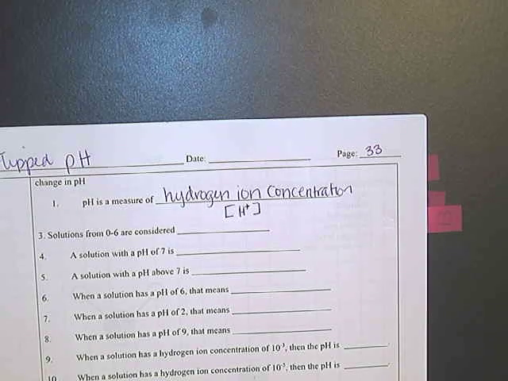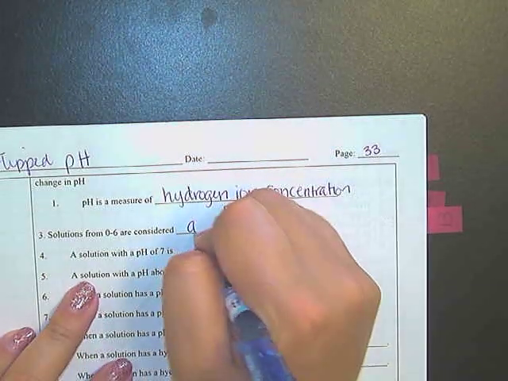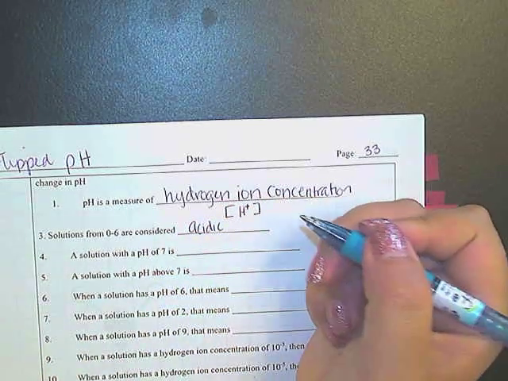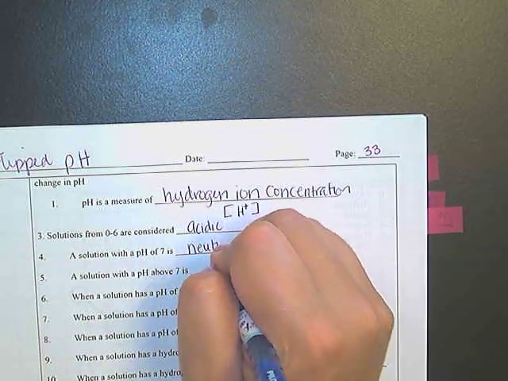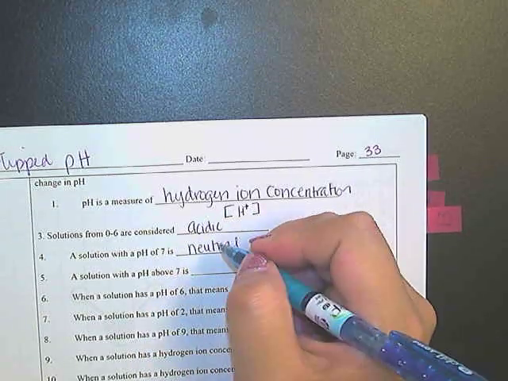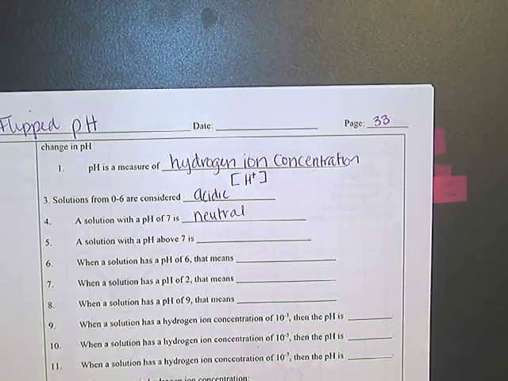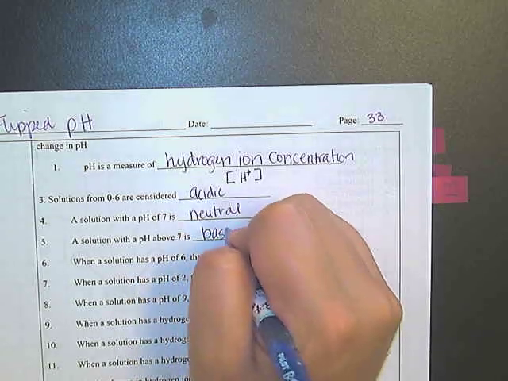So solutions from 0 to 6 are considered acidic or acids. A solution with a pH of 7 is considered neutral. And a solution with a pH above 7 is considered basic.